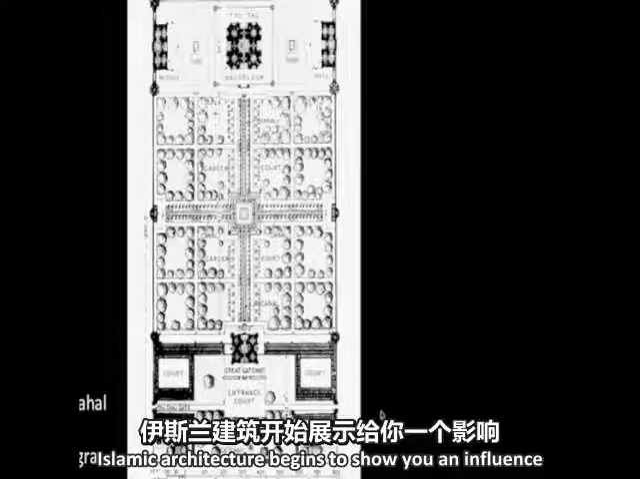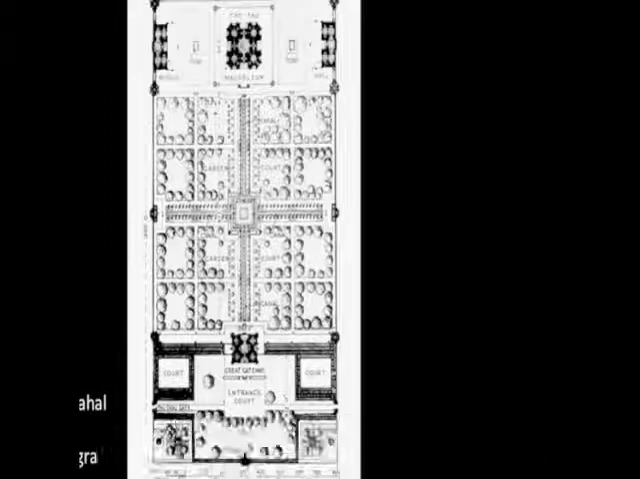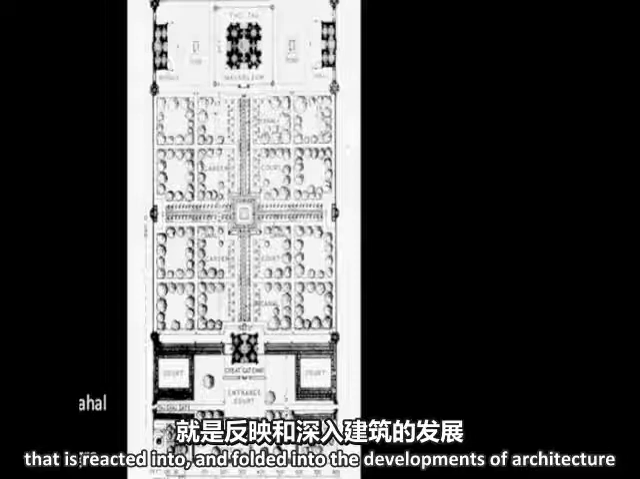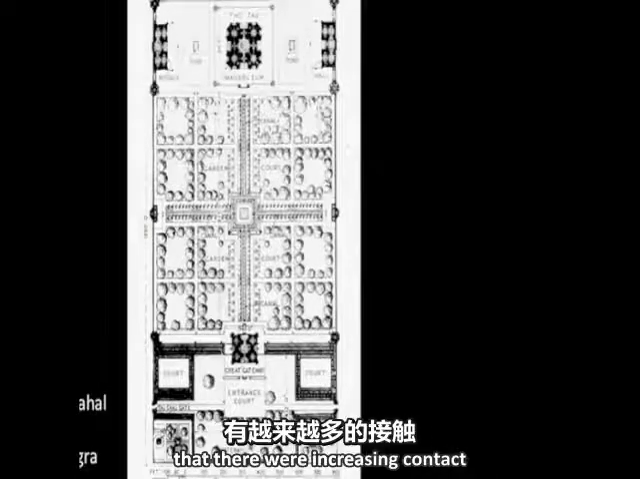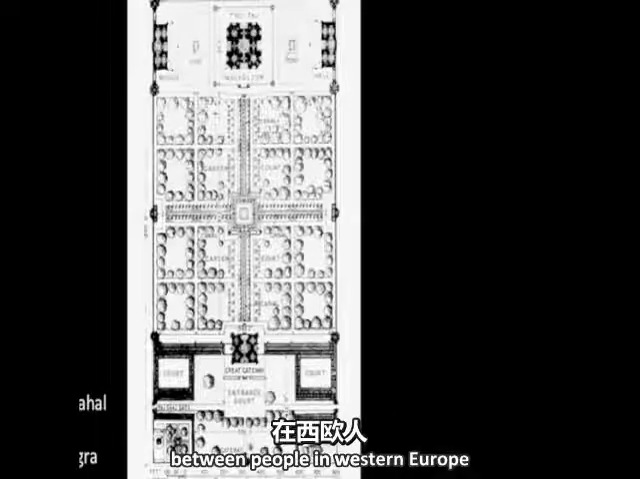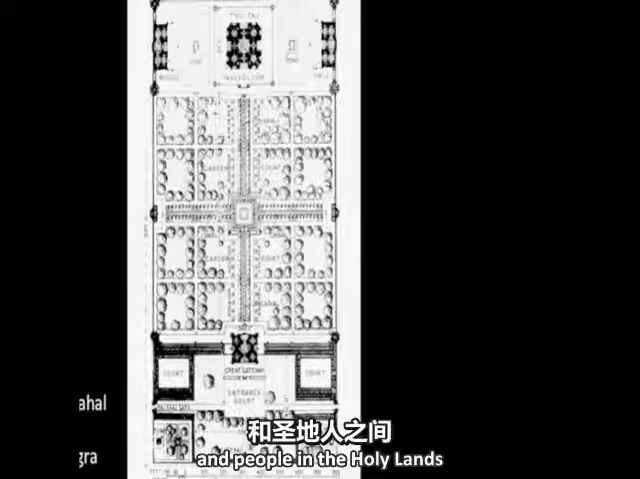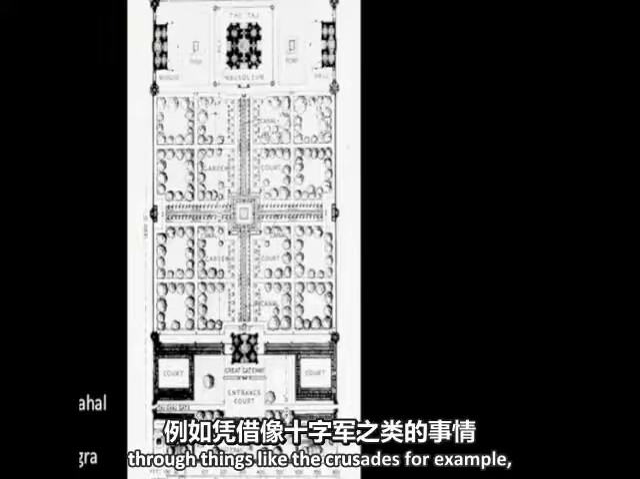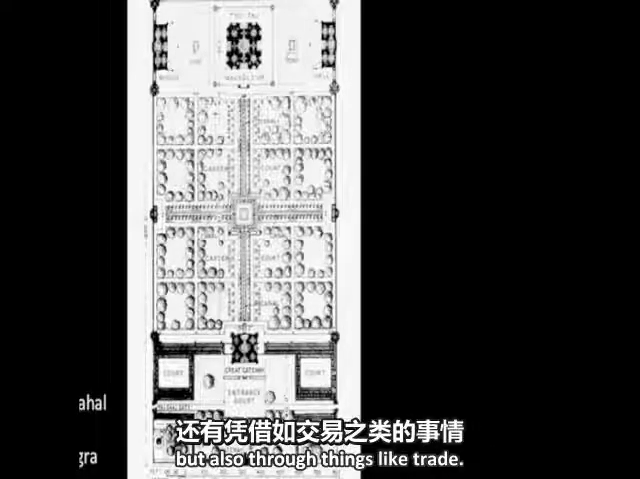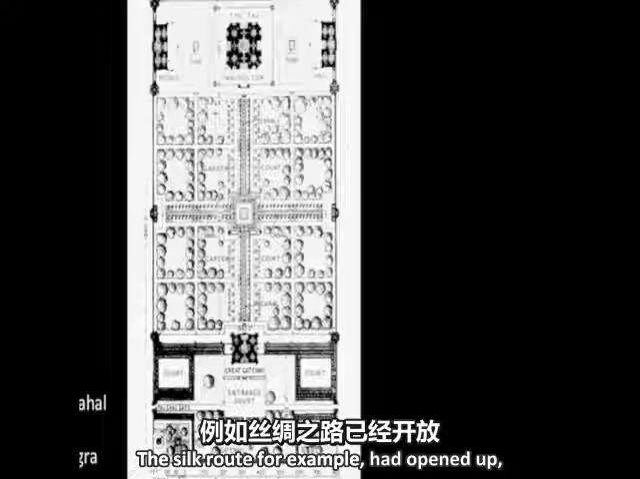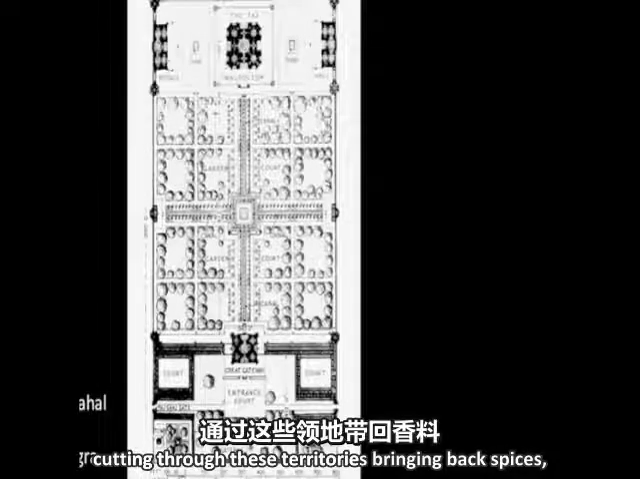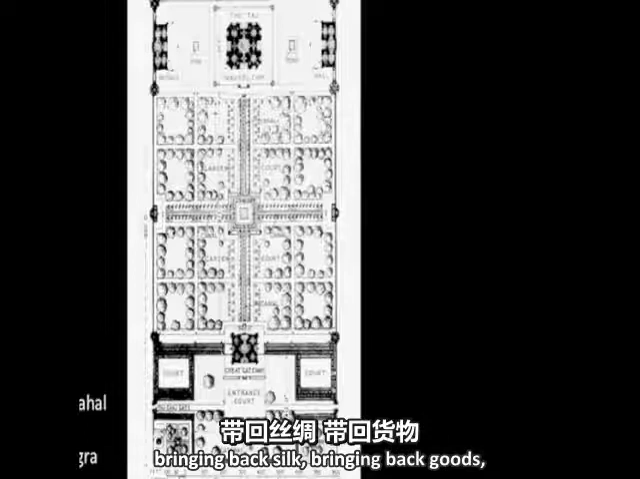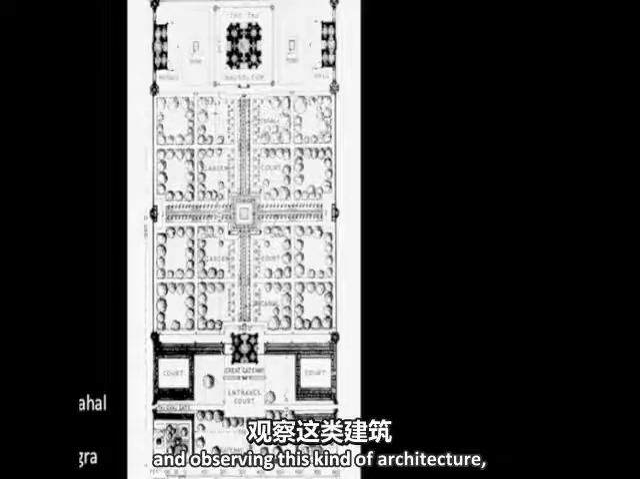Islamic architecture begins to show you an influence that is reacted to and folded into the developments of architecture as we move forward from the Romanesque into the Gothic in our discussions. And a lot of that had to do with the fact that there were increasing contacts between people in Western Europe and people in the Holy Lands through things like the Crusades, for example, but also through things like trade. The Silk Route, for example, had opened up, and there were lots and lots of mercantile parties cutting through these territories, bringing back spices, bringing back silk, bringing back goods, and observing this kind of architecture.